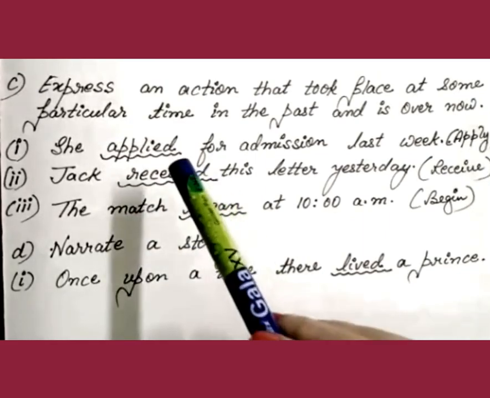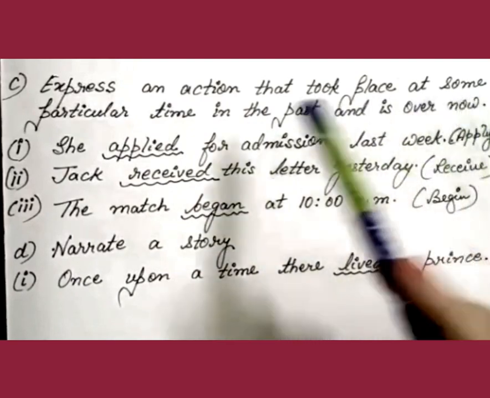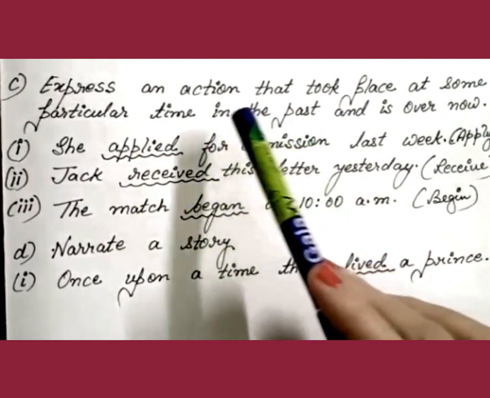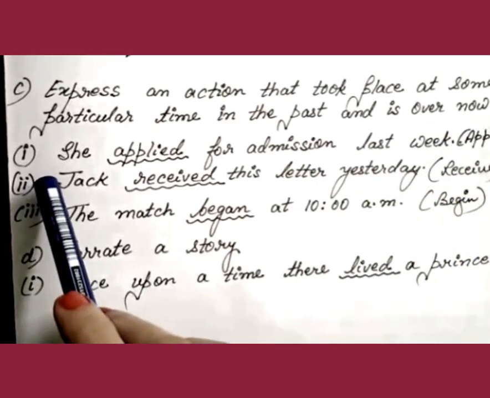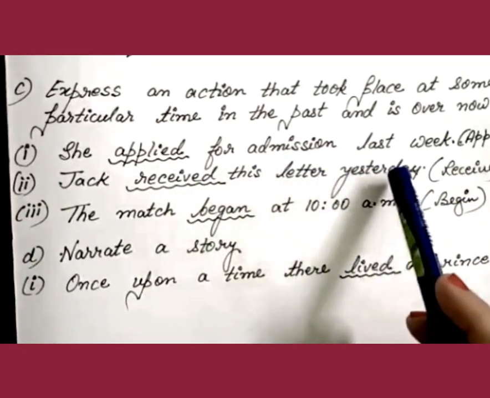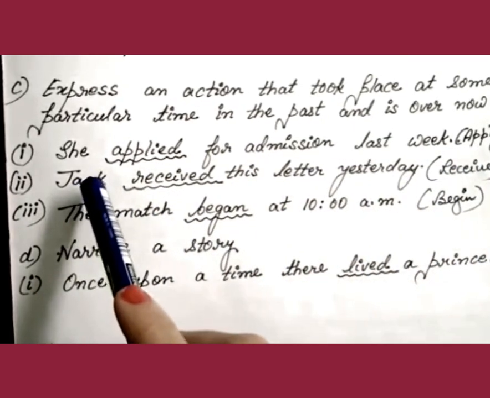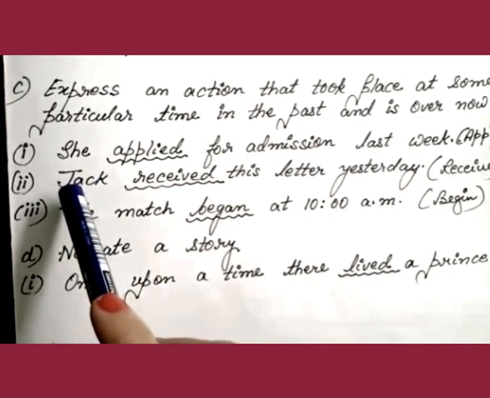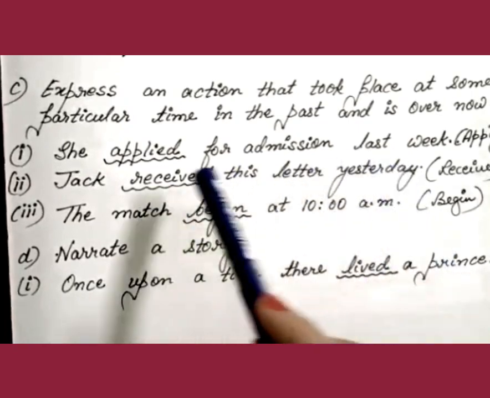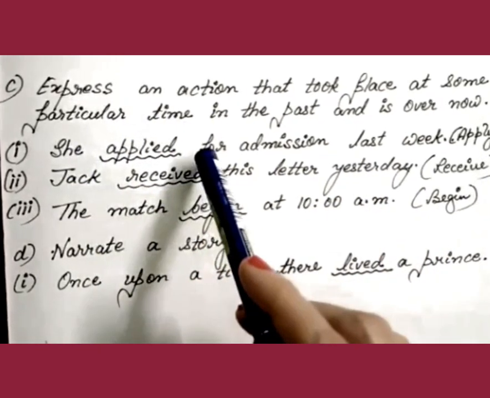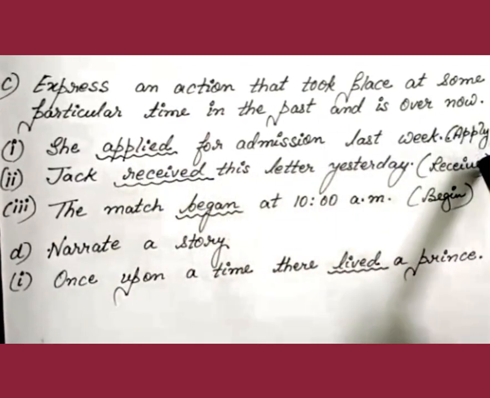The simple past tense is also used to express an action that took place at some particular time in the past, and that action is over now. The first example, she applied for admission last week. So in this example, what did she do? What is the action done by her? The action done by her is she has applied for admission last week. So if you see the form of verb here, applied, it ends with ed. It's the past tense of apply.